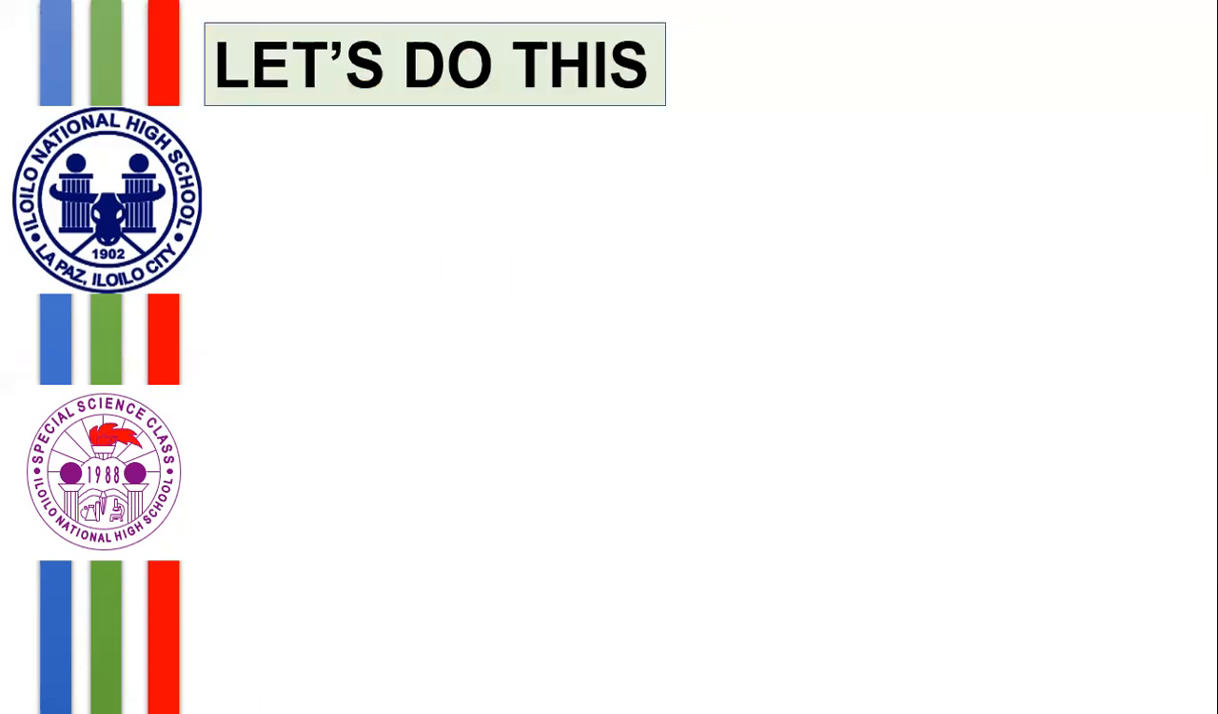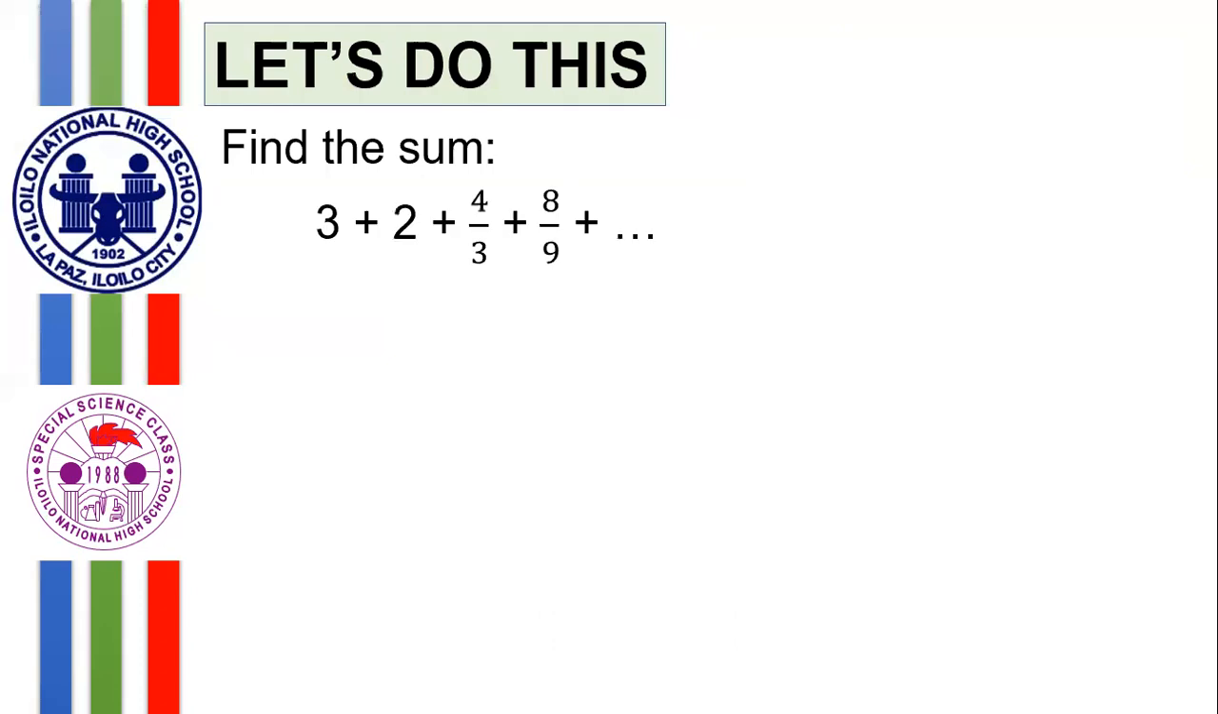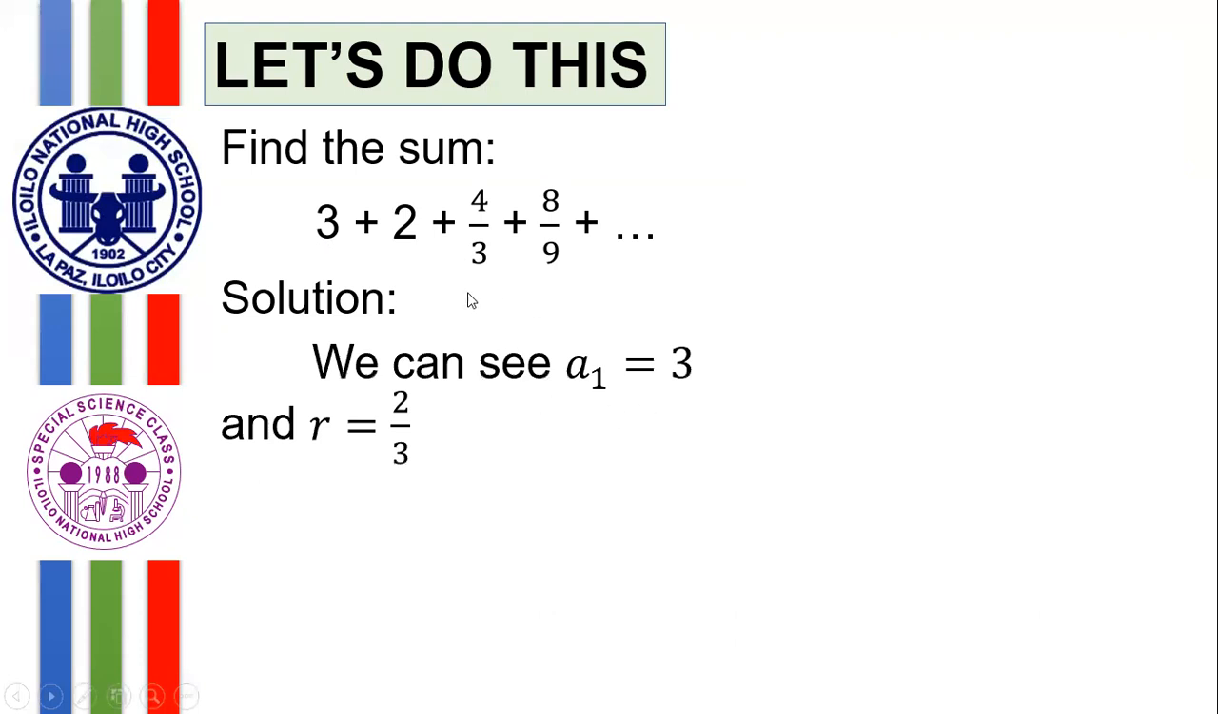All right. Let's do this. So going back to the example I gave you earlier and applying the formula, we could see that the first term or the first number here is 3. And the common ratio is 2 divided by 3, it's 2/3. And 2/3 is between 0 and 1. This is an infinite converging geometric series.